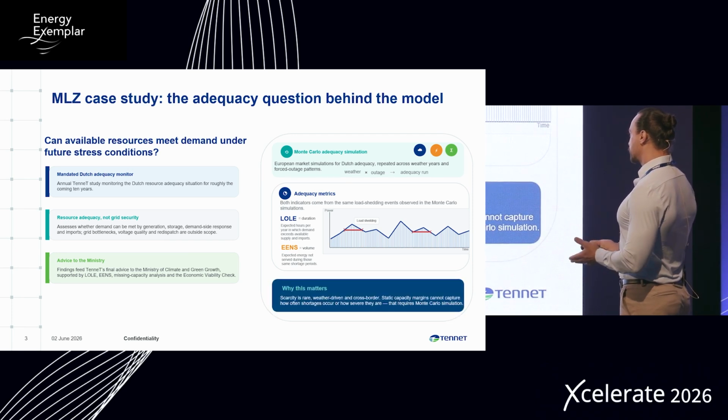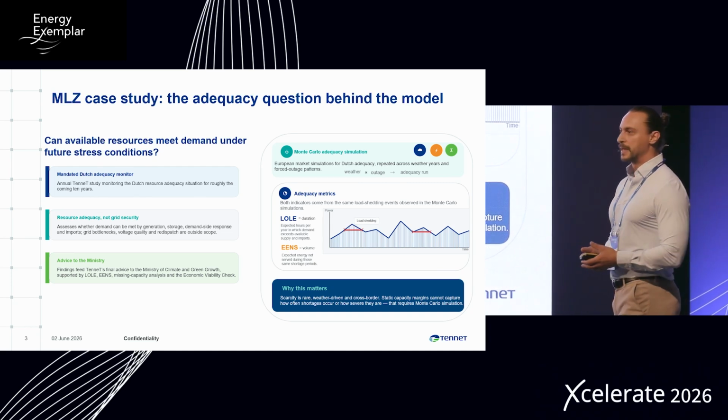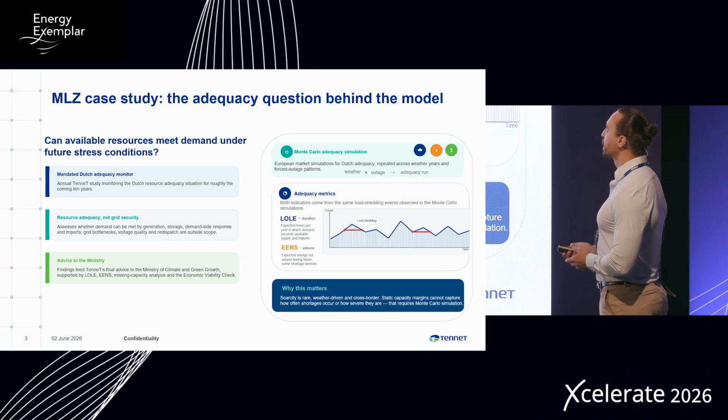Why does this matter? Scarcity is rare, as I said, weather-driven and cross-border. Static capacity margins cannot really capture how often shortage happens and when it happens. That's why we perform Monte Carlo simulations.